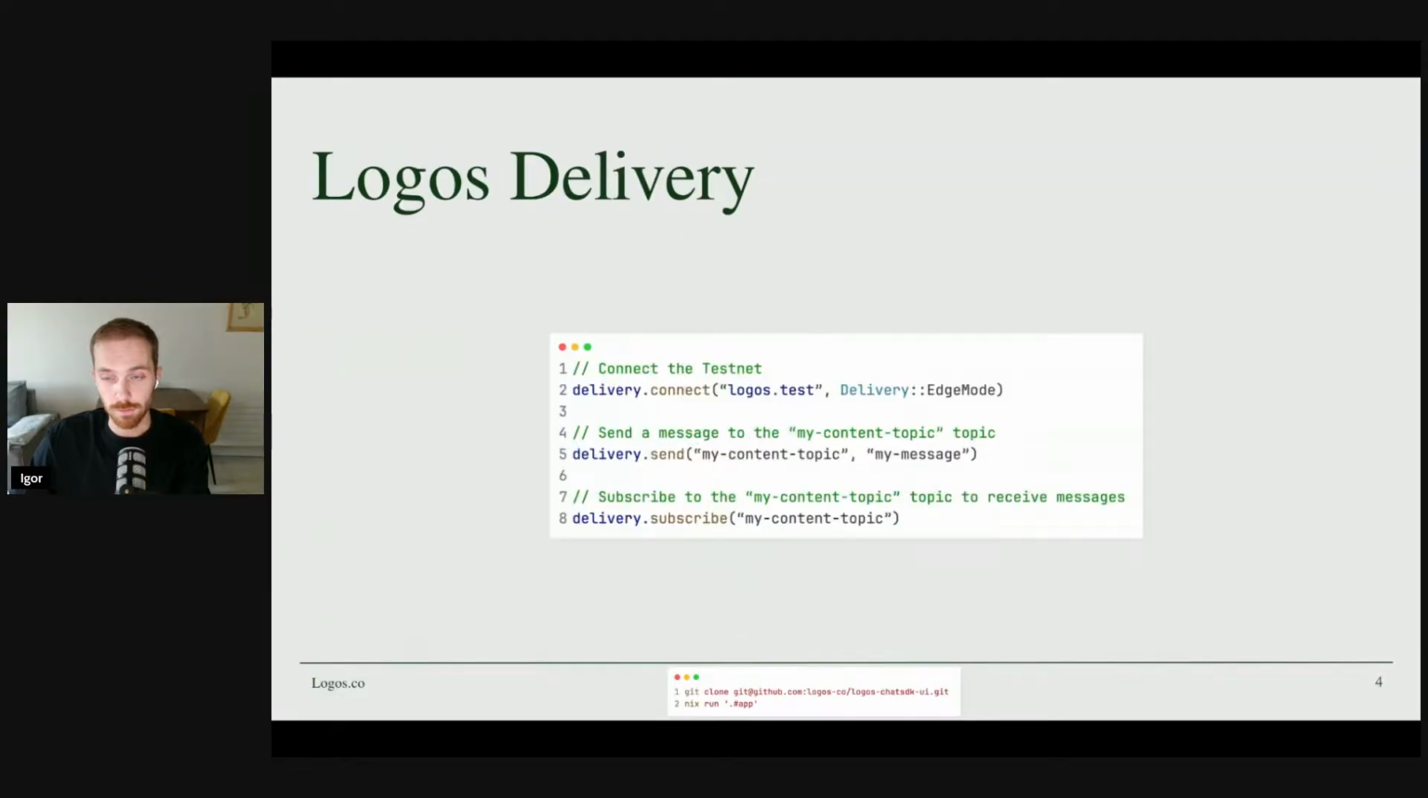So effectively, this is roughly how easy we want it to be to use. You just say, I'm connecting to Logos testnet. I want edge mode. There will be 2 modes, core and edge, which will basically be desktop and mobile. Then I'm ready to send my message. I'm ready to subscribe to content topics. Easy as that. Pubsub topics, peer-to-peer reliability, everything is handled internally.